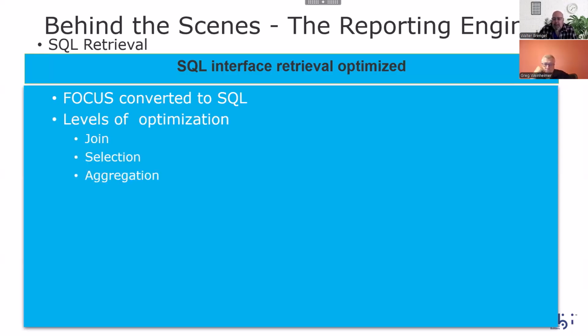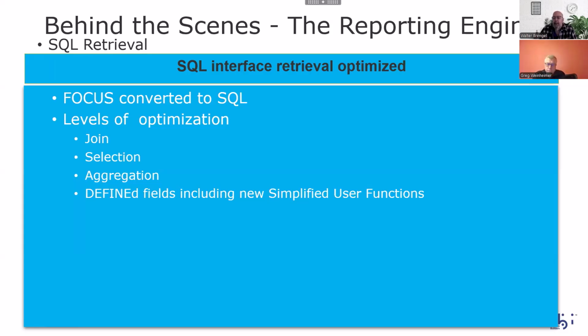We will try to optimize the join, the selection, and the aggregation, and any defined fields using new simplified user functions. A lot of the functions now will translate. There's still a few that won't. But if I can't translate a function into SQL, what we will do is bring the raw data back, and then Focus will do the calculation.